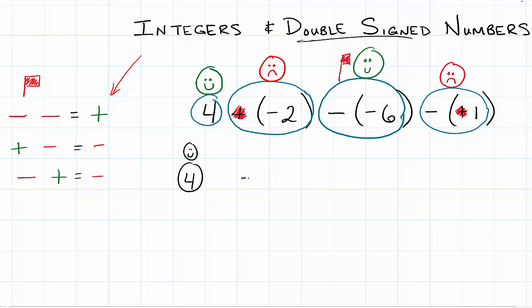My second one, I've got a negative 2. I space them out so that I can see exactly what I've got. My third one, this one's our positive. I've got a positive 6. And the last one, I have a negative 1.